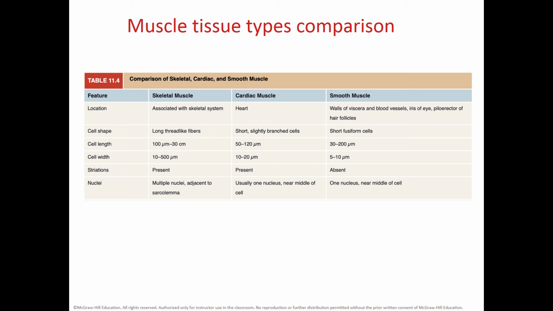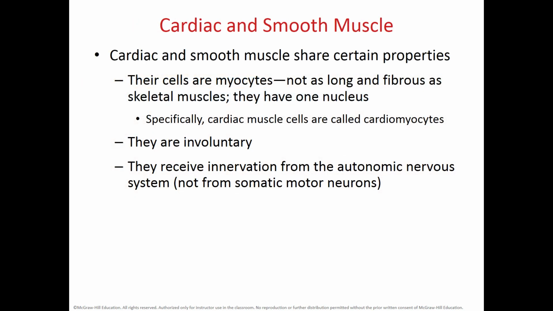The widest cells will be skeletal muscle cells, then cardiac muscle cells, and the thinnest will be the smooth muscle cells. Striations are present only in skeletal muscle fibers and cardiac muscle fibers, but they are not present in smooth muscle fibers. That's why they are called smooth. And in terms of the number of nuclei, the only muscle type with multiple nuclei will be skeletal muscle fibers. Cardiac muscle fibers and smooth muscle fibers have only one nucleus, with the nucleus in the cardiac muscle cells near the middle of the cell, and as well for the smooth muscle cells.